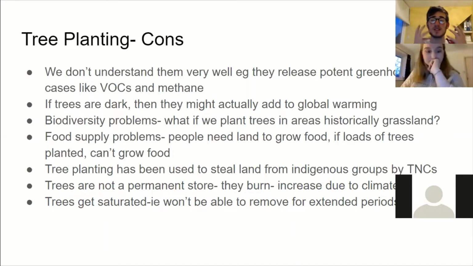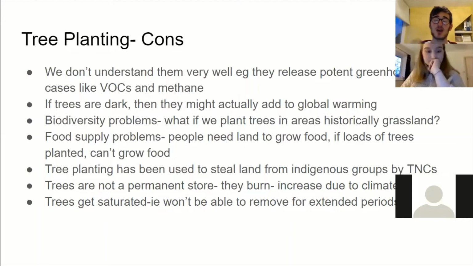Plant trees in areas that were historically grassland and are really important. And sometimes if you plant trees in places like peat bogs, trees can actually release CO2 itself as well. And also if you plant the wrong types of trees or trees that are only of one type, then that can again hugely be bad for biodiversity. We can have food supply problems.